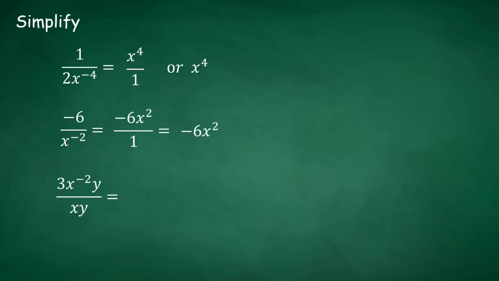In this expression, look for the negative exponent. After that, move this across the fraction line. So x raised to the power of negative 2, move this to the denominator. So the answer is 3y over x squared.